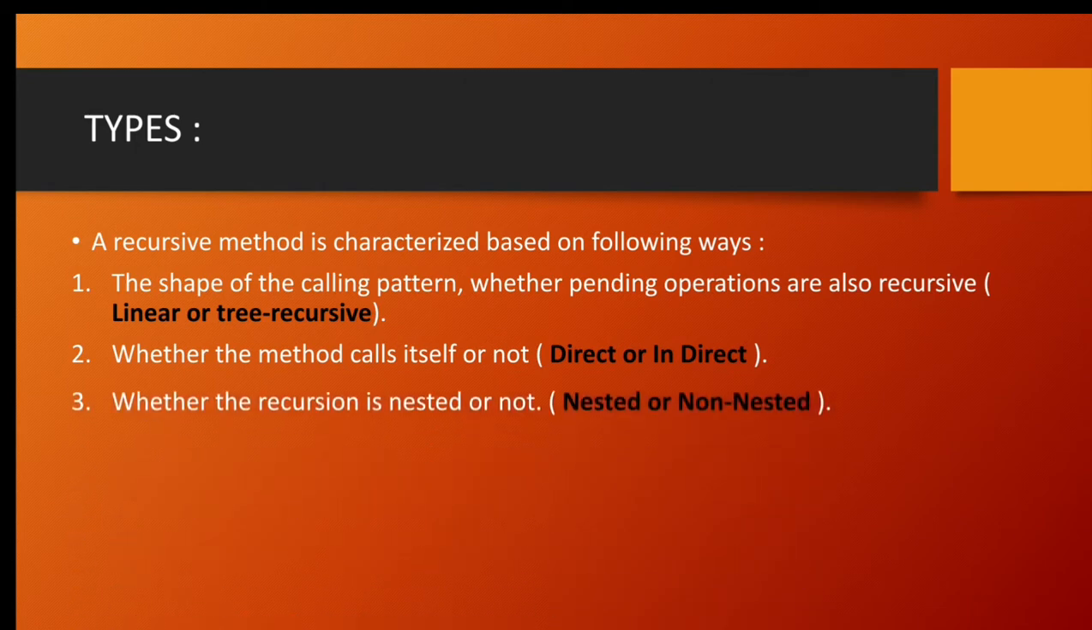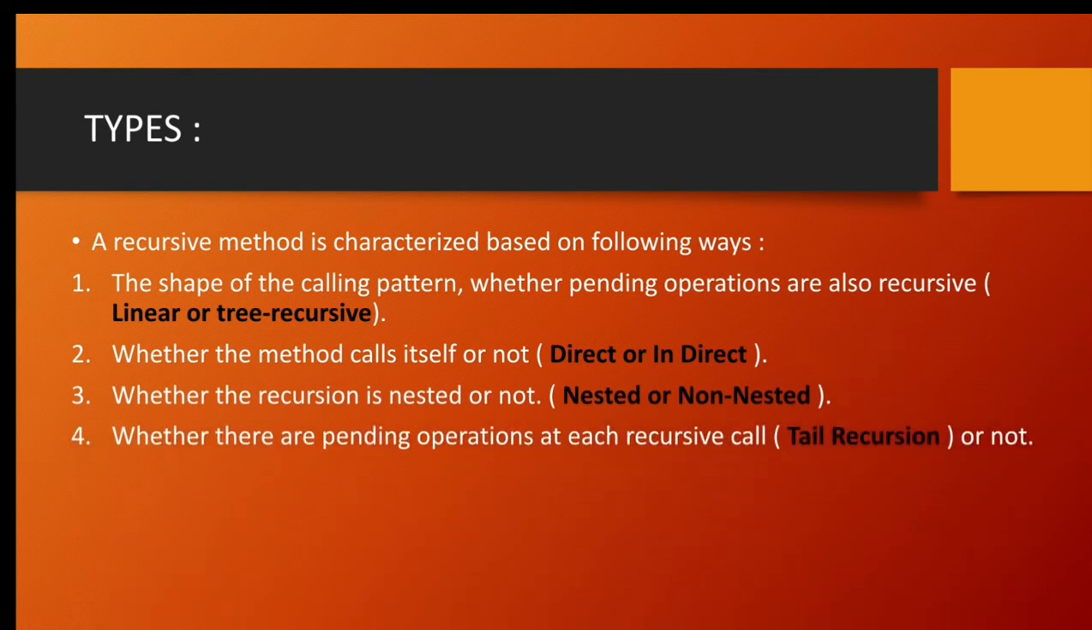Sometimes we can have a calling of a function depend on again one calling of a function, then it is nested. And sometimes we have non-nested functions also. Sometimes we can have a recursion in the last line, then it is said to be tail recursion. But in this video, I'm going to consider direct and indirect.